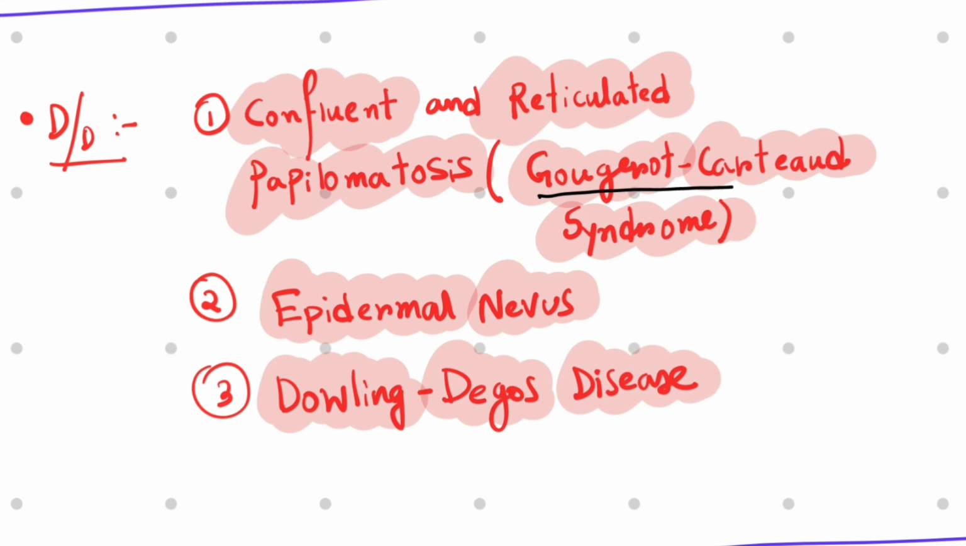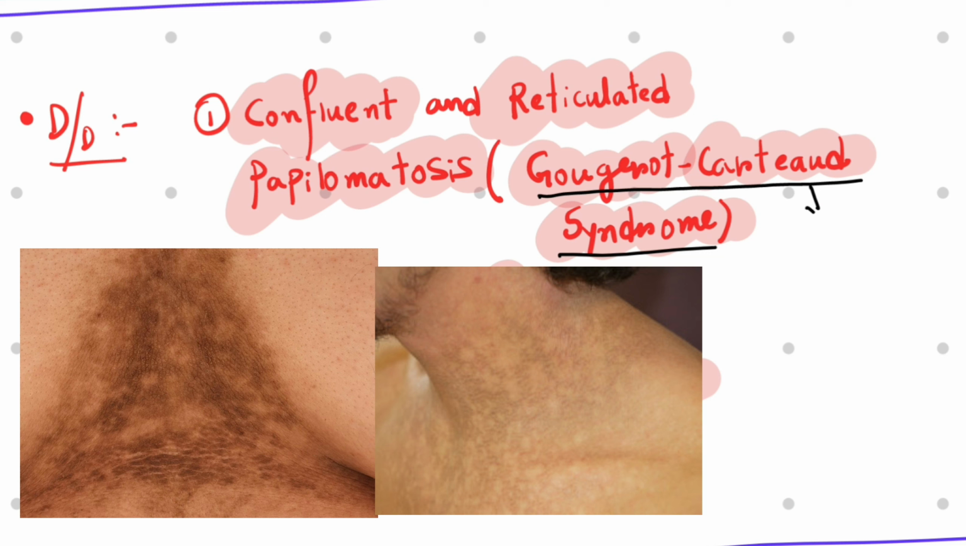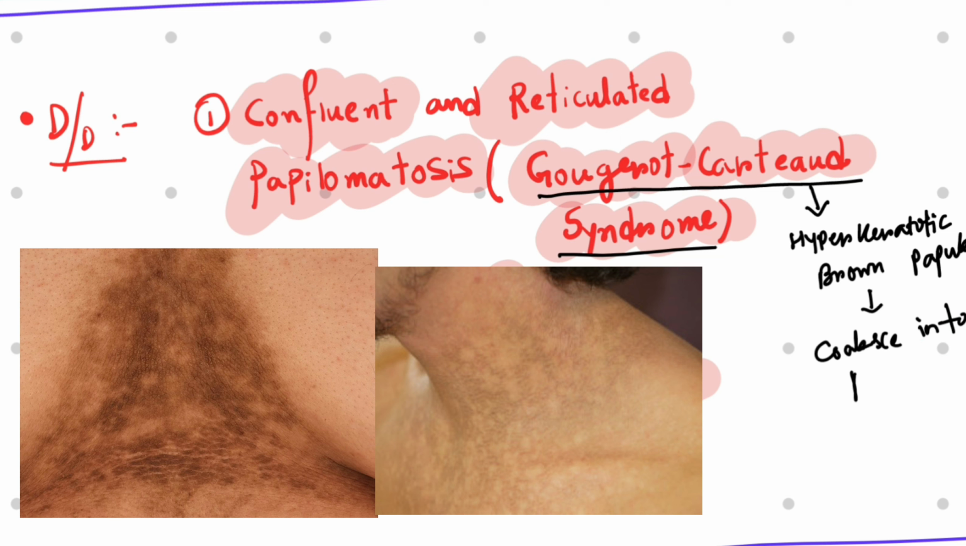In case of Gougerot-Carteaud syndrome, a young individual might rarely present with this disorder. It usually presents as hyperkeratotic brown papules which may coalesce into brown plaques in future. So it might look like Acanthosis nigricans.